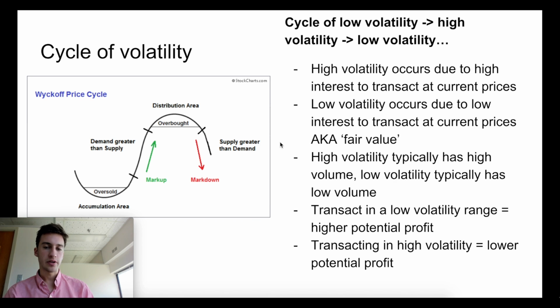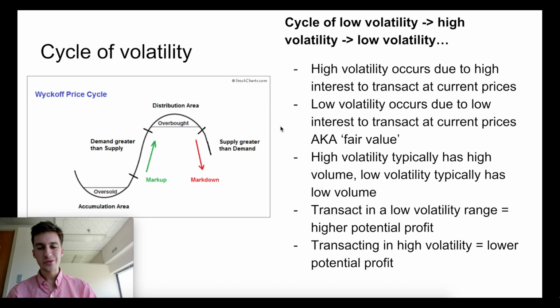So this cycle of volatility, where we get low volatility, then high, then low, and on again. The reason we get that is high volatility occurs when there's high interest to transact at current prices, and we're going to have a large amount of interest to transact at the current prices when demand is greater than supply, or when supply is greater than demand. So volatility occurs in this stage typically. We typically are going to get low volatility when there is a low amount of interest to transact at current prices. So really, both buyers and sellers believe that they're trading at fair value. Here and here, we get accumulation and distribution.